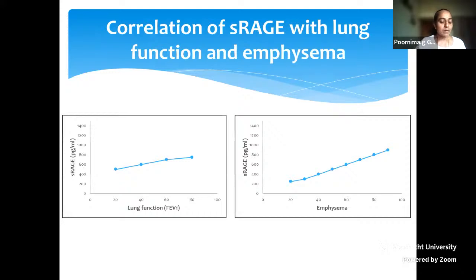Importantly, we observed a positive correlation of sRAGE with the lung function. That means as the lung function decreases, lower sRAGE levels are also detected in the blood of the COPD patients. On the right-hand side, you can see that as the emphysema is worse, lower sRAGE levels are detected in the blood of the COPD patients. However, for esRAGE, we did not observe the kind of correlation that we observed for sRAGE. This implies shedding of RAGE is more closely related to the lung function loss in COPD.